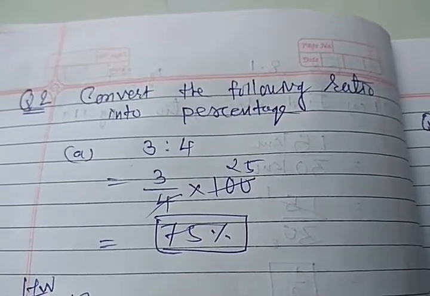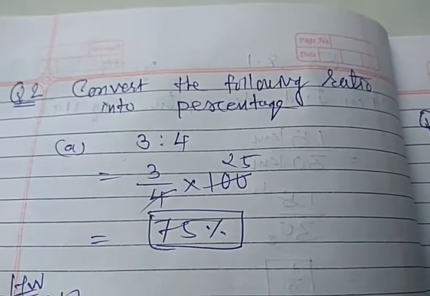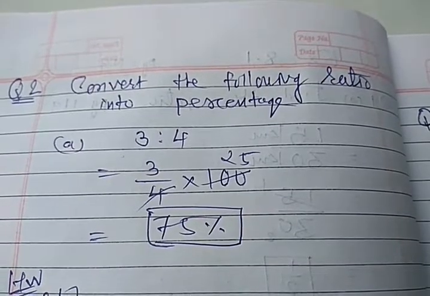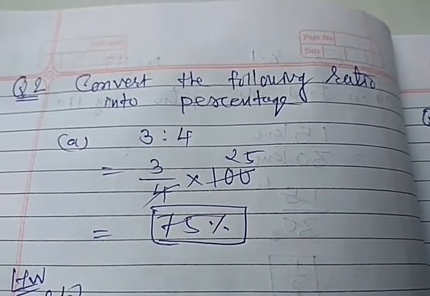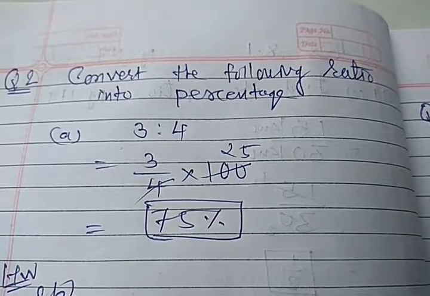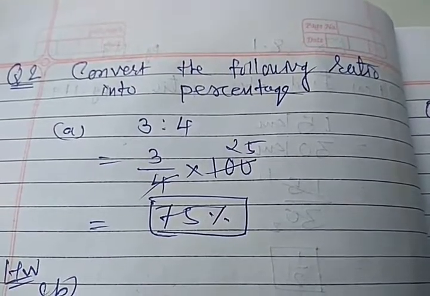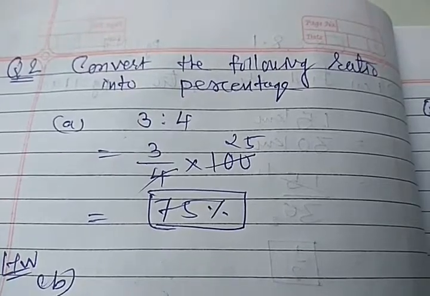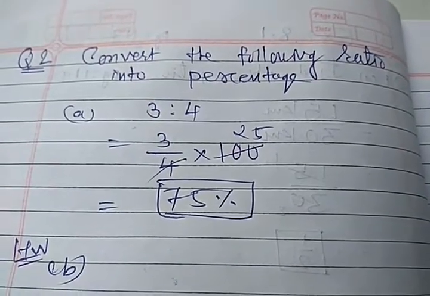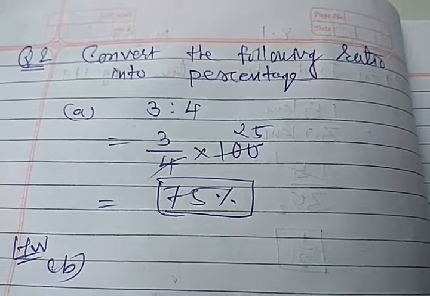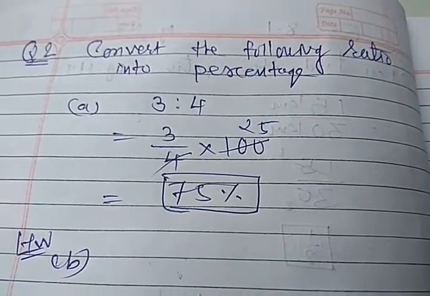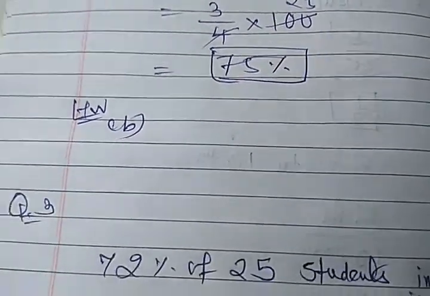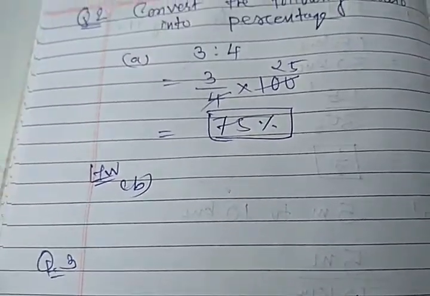Question number 2. Convert the following ratio into percentage. This is very easy, that you have studied in your previous standard. 3:4. So when we convert the ratio into percentage, we have to simply multiply that ratio by 100. So 3 upon 4 multiplied by 100, and 4 25s are 100. So the answer will be 75 percentage. Now the B, it is homework like that only.